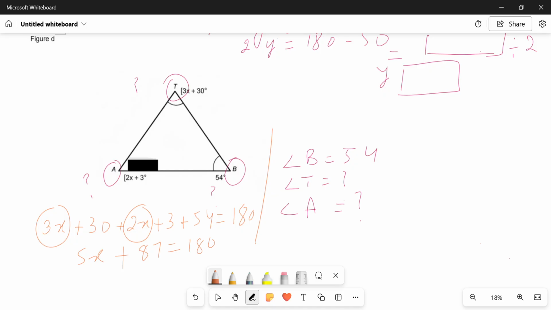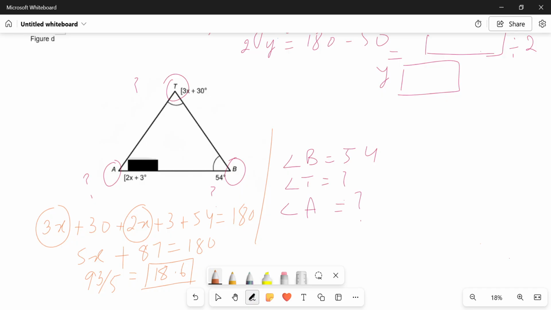And we subtract it from 180. It gives you 93. And 93 divided by 5 gives you the value of x. It gives you 18.6.